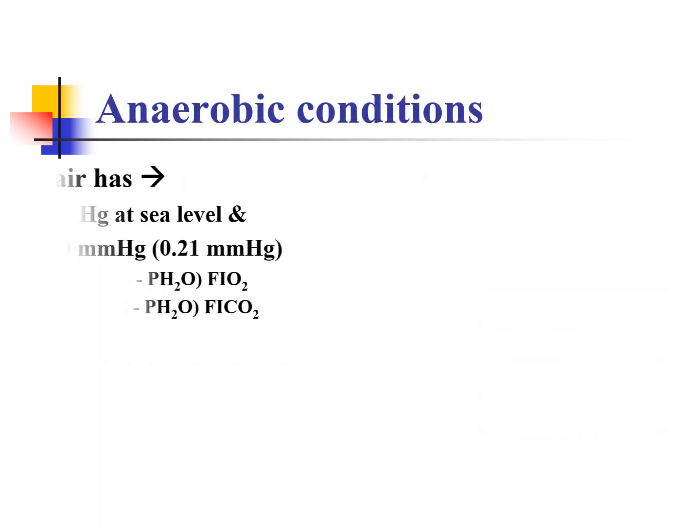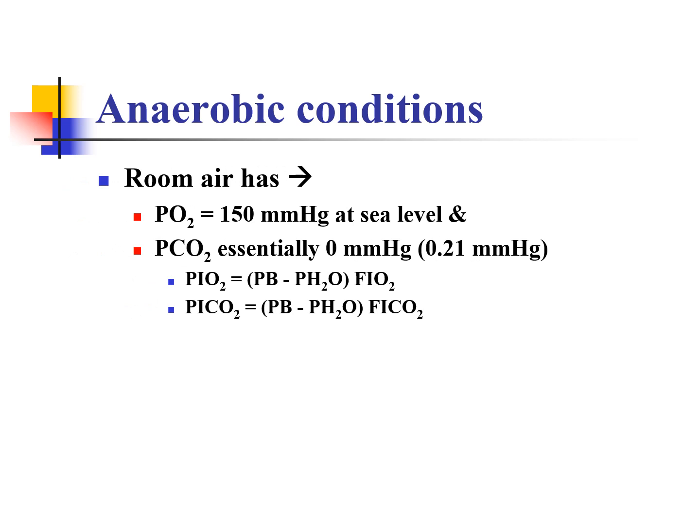Anaerobic conditions. This is something I have to look at. So room air has a PO2 of 150 millimeters of mercury. I thought it was 148 to 149 in there. I'll have to check my sources. So PO2 close to 150. The CO2 in room air is less than a trace gas, so it's very, very small, less than 1 millimeter of mercury. It's actually 0.21 millimeters of mercury, so it's almost nothing. So PiO2 is pressure of inhaled oxygen, PiCO2 is pressure of inhaled CO2.